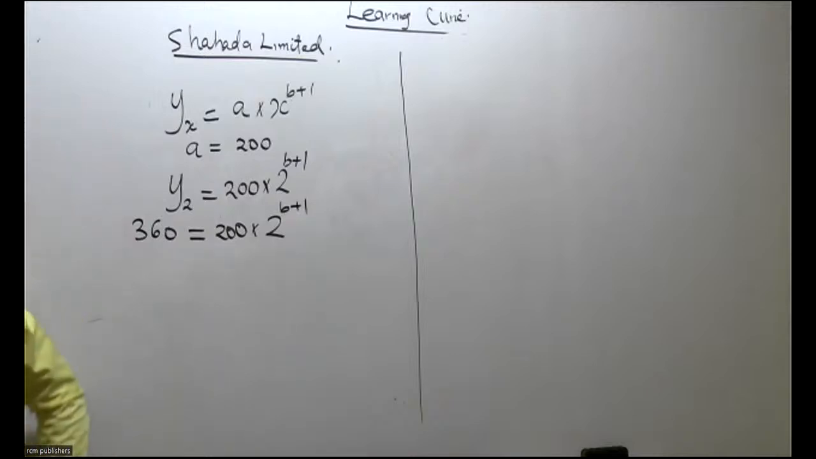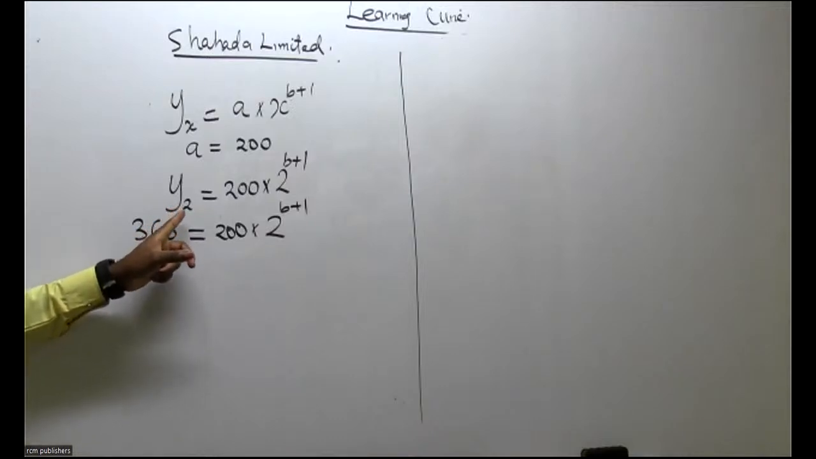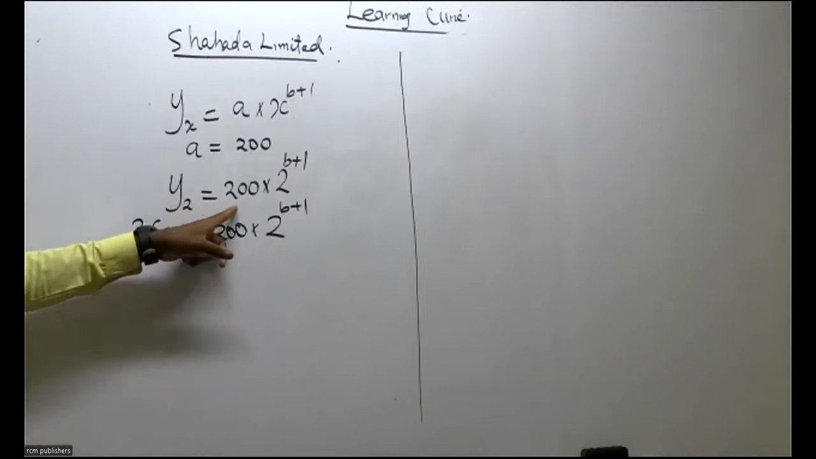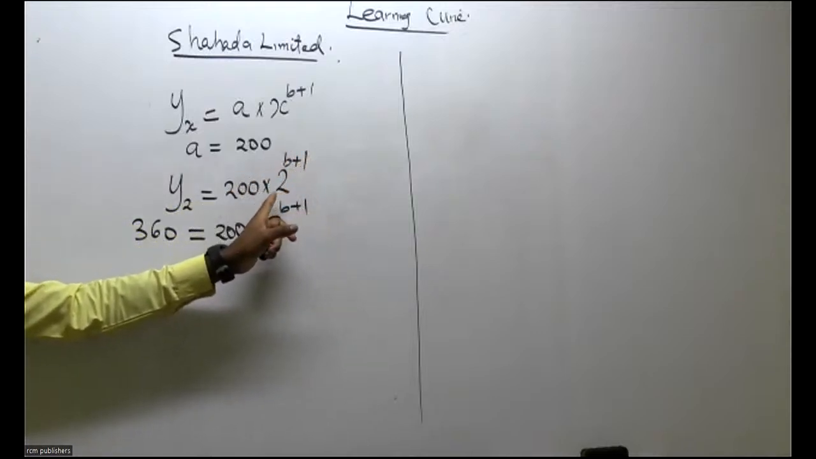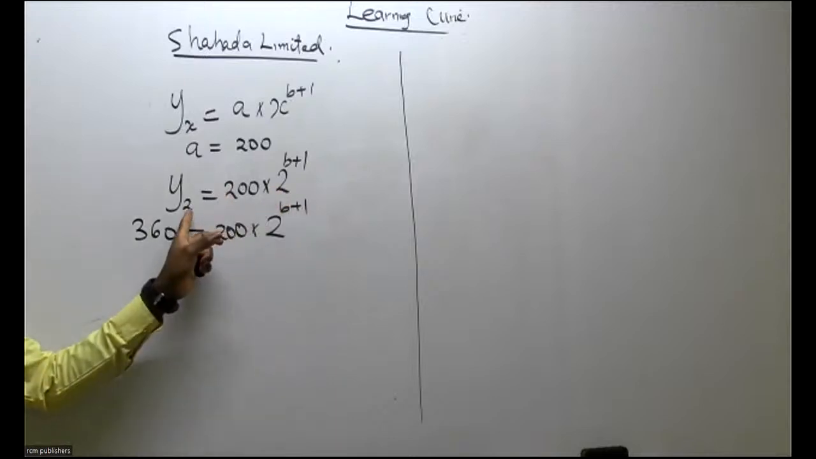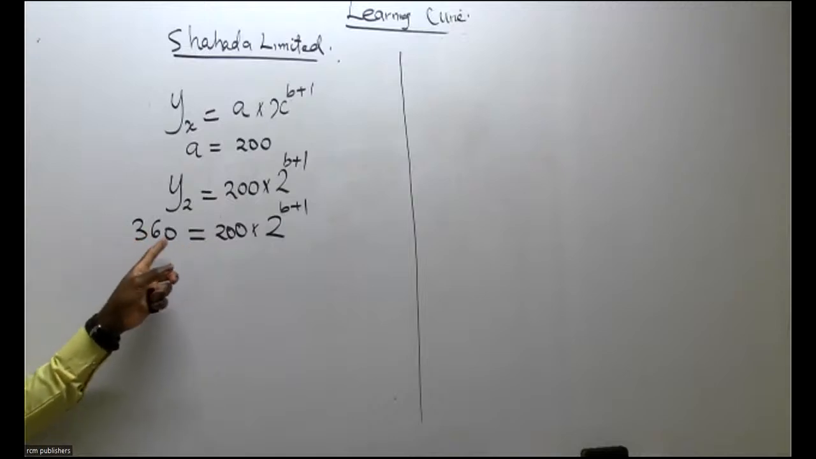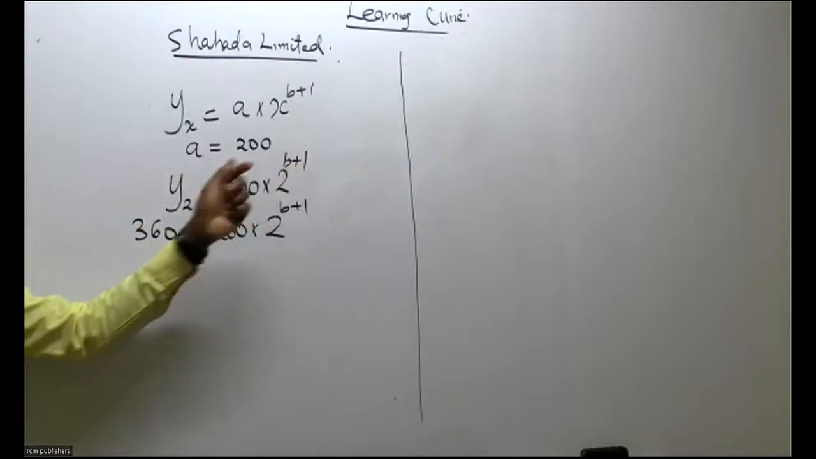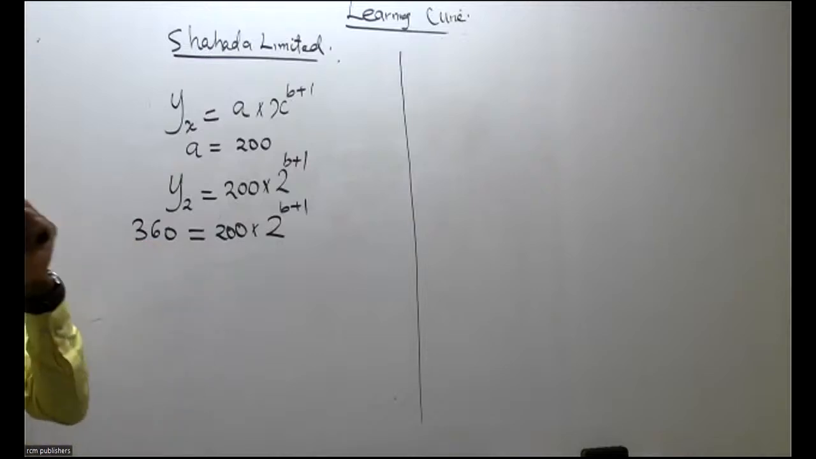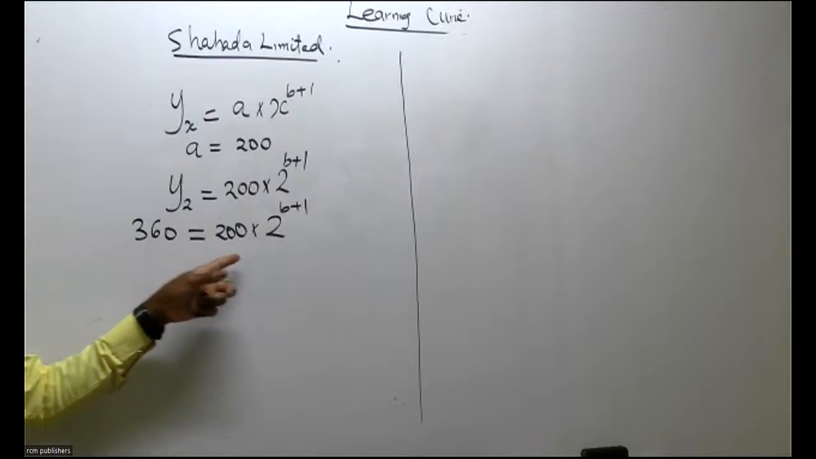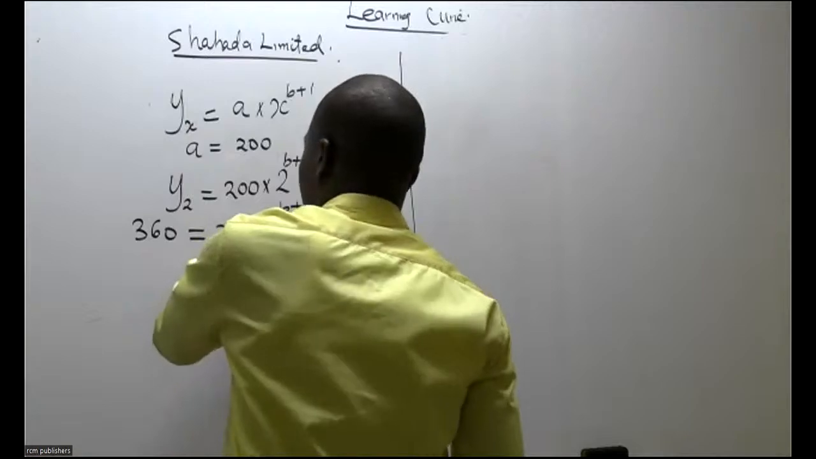So already we've seen we are now not having 2 unknowns, as opposed to up here, where we were still having 2 unknowns. Y2 is equal to 200 times 2 raised power B plus 1, whereby this 2 represents X. Moving down, we've been able to identify one of the unknowns. So we only have one unknown, which is basically B plus 1. So how will we calculate this B plus 1?